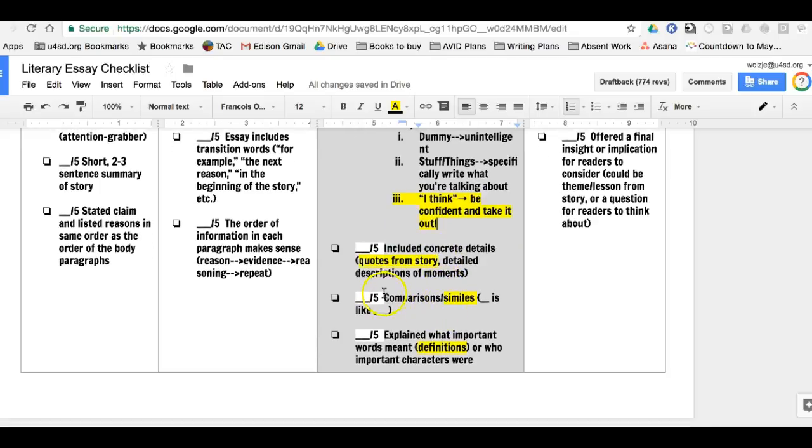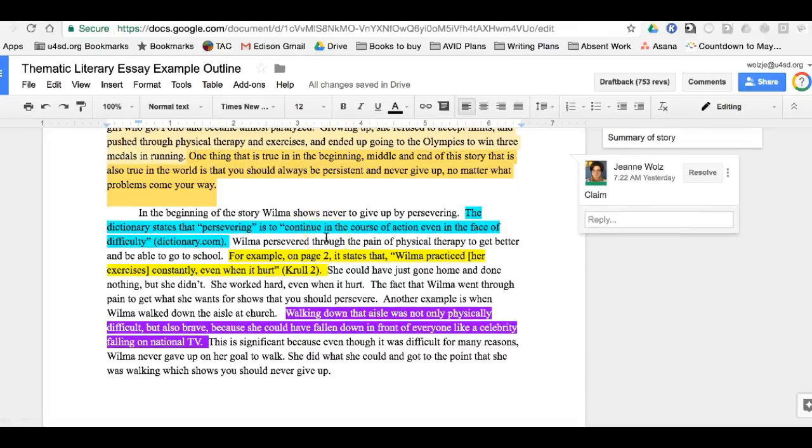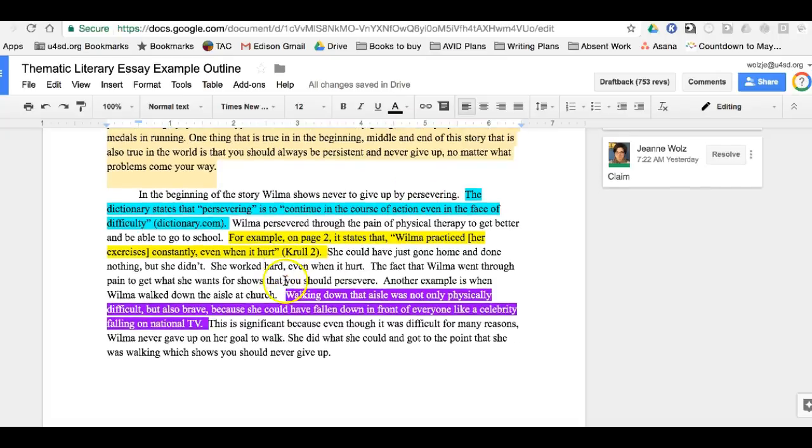Comparisons and similes. So just like in poetry, when we used similes to compare two things, what you're going to do for this one is add it in to be more persuasive. So right down here, I was talking about how Wilma went through the pain. Another example is when Wilma walked down the aisle at church. I decided I wanted to make this stand out more and be more persuasive that this is a big deal and about how she persevered even though it was difficult.